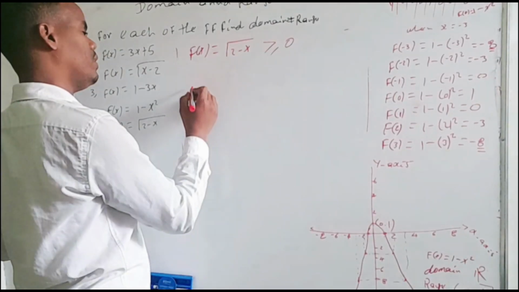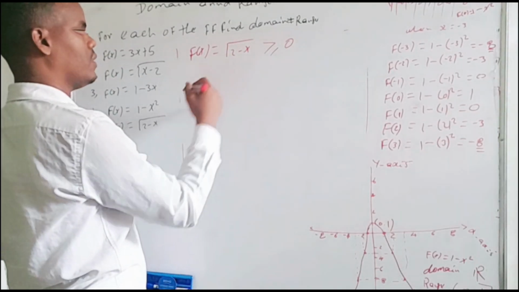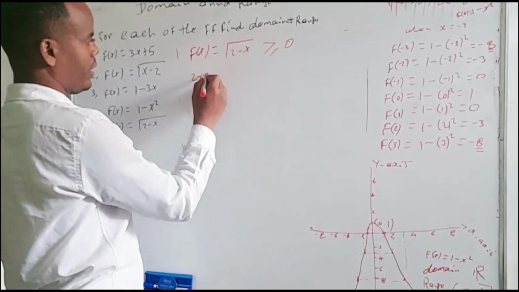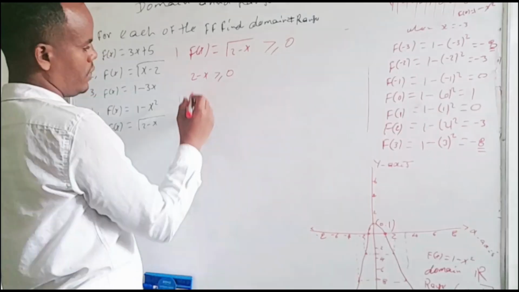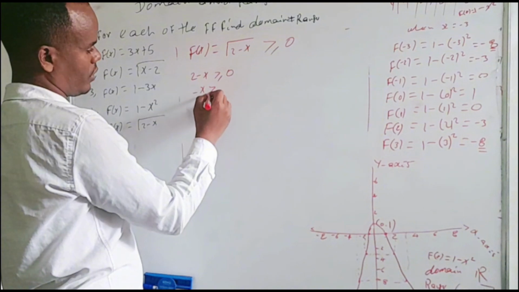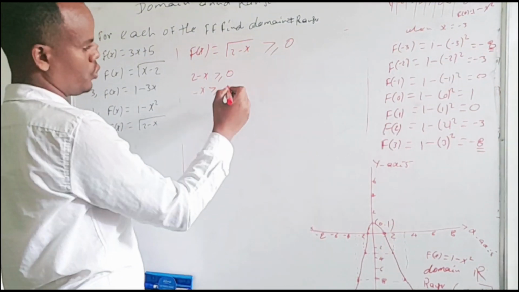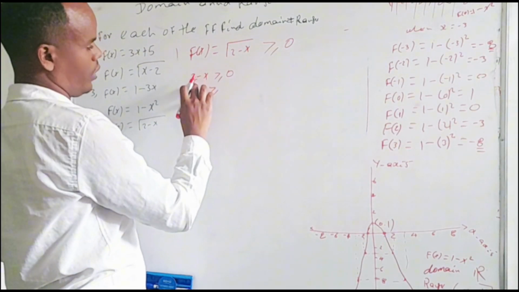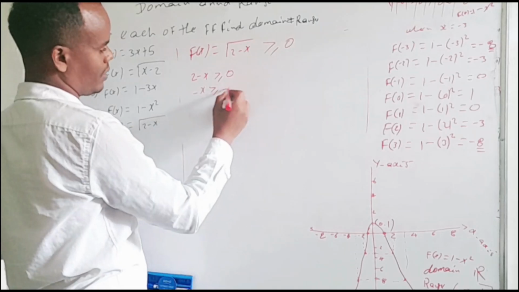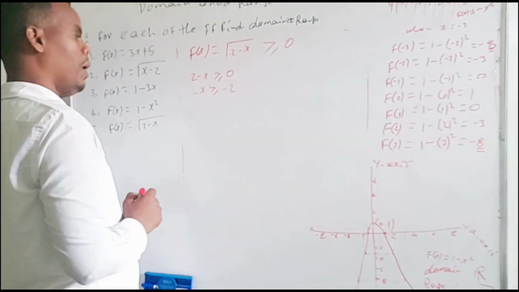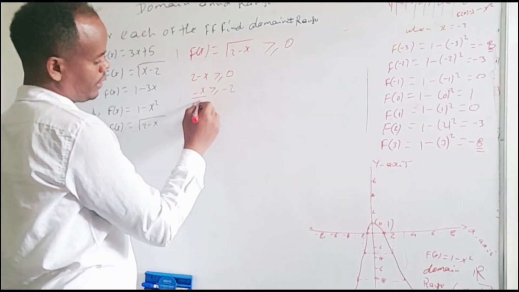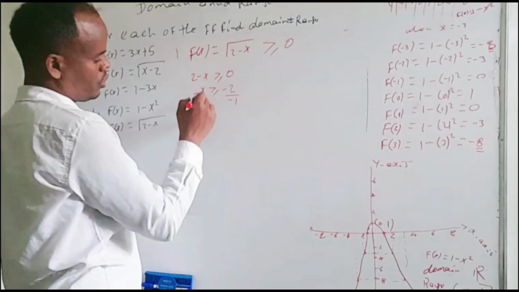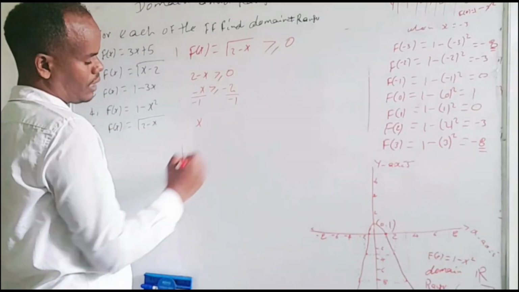So this means, making both sides to the power of 2, that 2 minus x is greater than or equal to 0. Then minus x is greater than or equal to minus 2 when we take 2 to the other side. Multiply both sides by negative 1, or divide by negative 1, so negative is cancelled by negative, and this would be x.